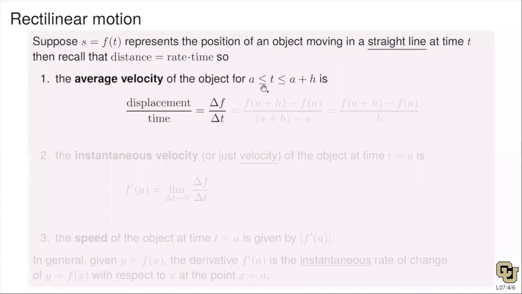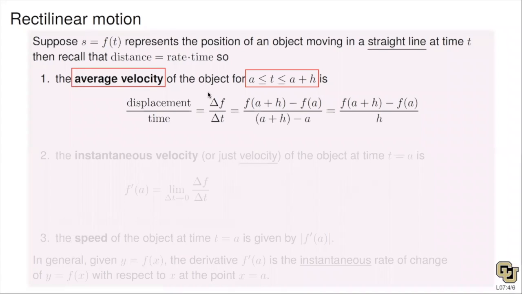So here, we can first think about what's the average velocity of the object over a time interval. So here I want to know what's the average velocity between 5 and 10 seconds, for example. What's the average velocity of an object between 5 and 7 seconds? And so we say the average velocity because distance is rate times time. So velocity would be distance over time. Here, we're looking at change in distance over change in time. Change in distance is also sometimes called displacement.